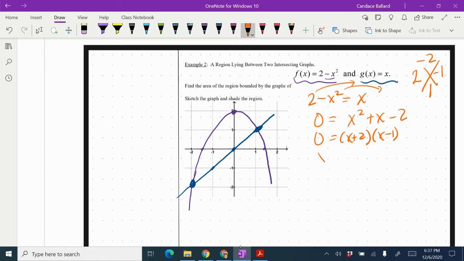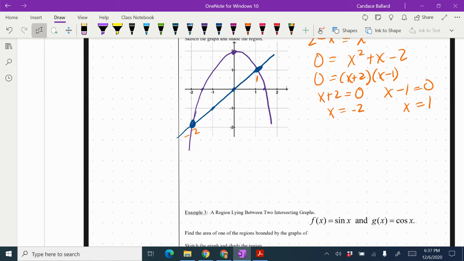I'm going to use the zero product property to solve that. So x plus 2 equals 0 and x minus 1 equals 0. I apologize for the extra noise. x equals negative 2 and x equals 1. So those are the bounds. And I got pretty close. That was the negative 2, that's the 1. I got pretty close in my sketch.